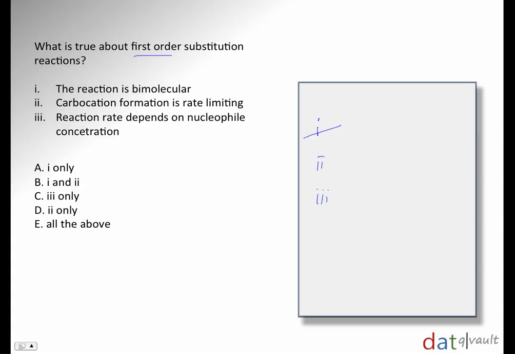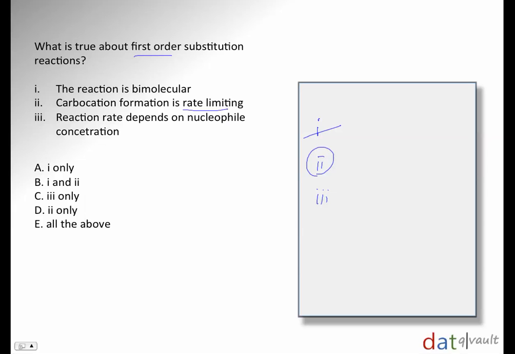So the second choice is the carbocation formation is rate limiting. So if we remember the diagram that I showed you before, the rate limiting step, which is the step that has the highest energy barrier, is going to be indeed the formation of the carbocation. So the step with the highest energy barrier is the rate limiting step. So the formation of the carbocation is rate limiting, so this is true.